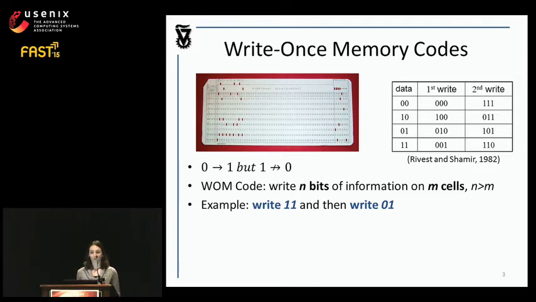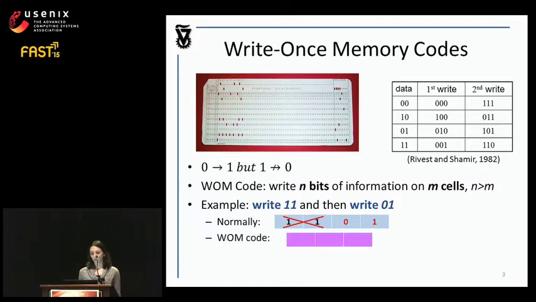Normally you would need 4 cells for that. You would have to encode the 1, 1 at the beginning, and then you encode the 0 and the 1 because you cannot overwrite. With WOM codes, you can do that with only 3 cells, because you use the first column here for the first write to encode the first message, and then you use the encoding on the second column to write your second message, and you only turned 1, 0 into 1, which is okay.